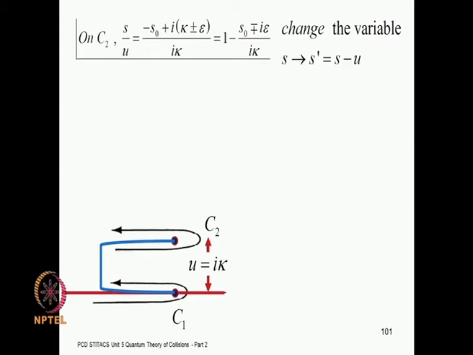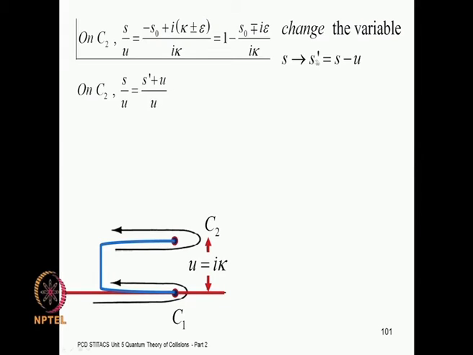So let us do that. So that is the main thing, the rest of it is manipulation, which is quite simple, but let us see how it works out. So on C2 you have s over u, s is now defined as s prime is s minus u.